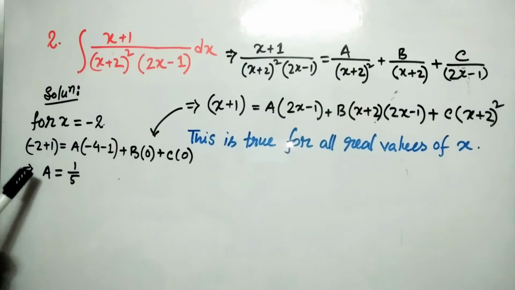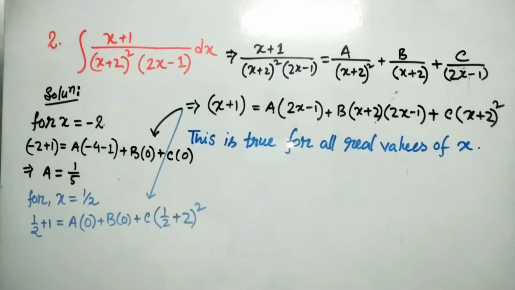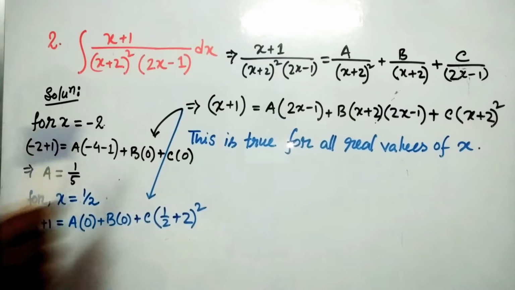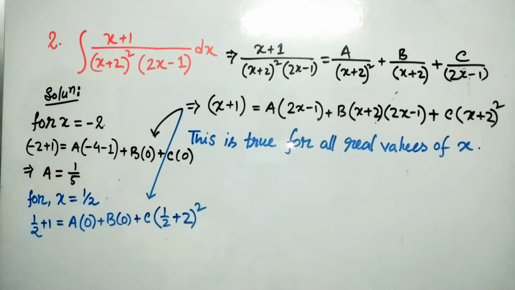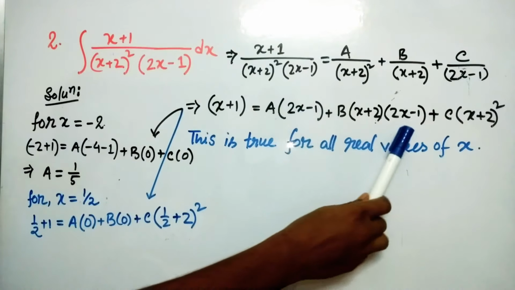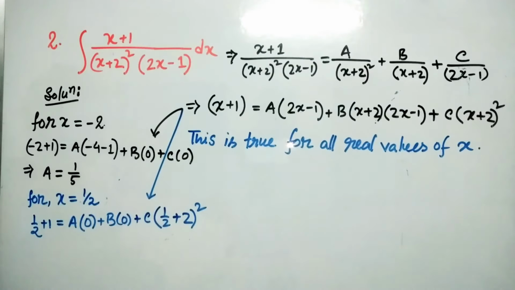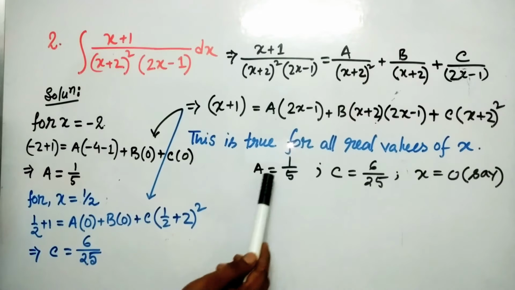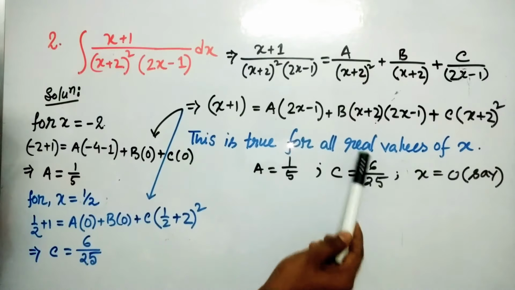So this gives us a is equal to 1 by 5. If you put x is equal to half, this equation becomes half plus 1 is equal to a into 0 plus b into 0 plus c into half plus 2 whole square. Because if you put half over here, this term will become 0, and similarly this will become 0. So this equation gives us c is equal to 6 by 25. So we have got a is equal to 1 by 5, c is equal to 6 by 25.